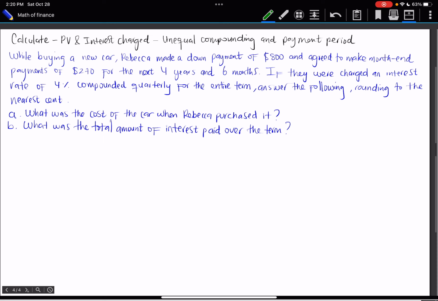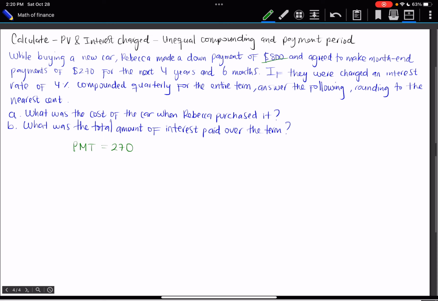To work with a problem like this one, we need to identify various variables. Here we have a down payment of $800. That's important. And we have regular payments of $270. That's the amount of the periodic payment. So PMT equals 270. And those payments are made for 4 years and 6 months.